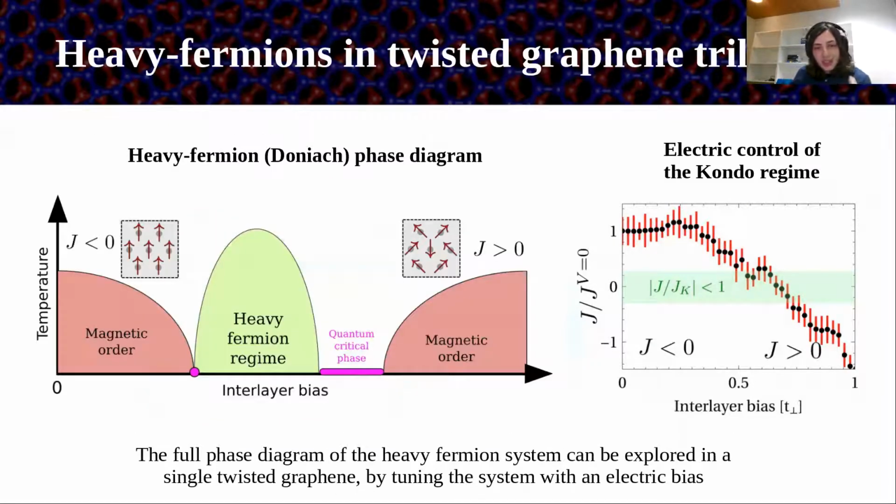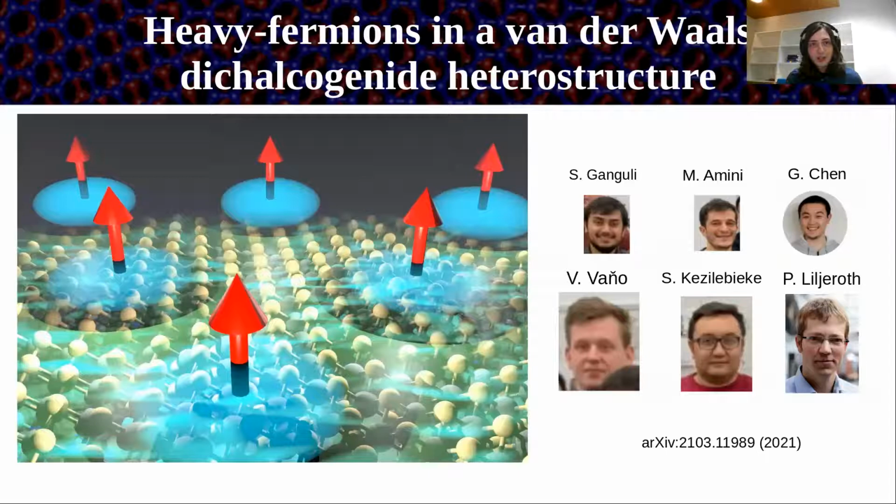And of course, the interesting thing of this is, thanks to this tuning by an electric field, you can explore something that in heavy fermions is called the Doniach phase diagram. Namely, you can see the phase in your system in which your local moments are screened, and the phase in which they are not screened, for example with magnetic order or antiferromagnetic order. Let me just emphasize that, of course, in heavy fermion compounds, it is hard to see this full phase diagram with a single compound.